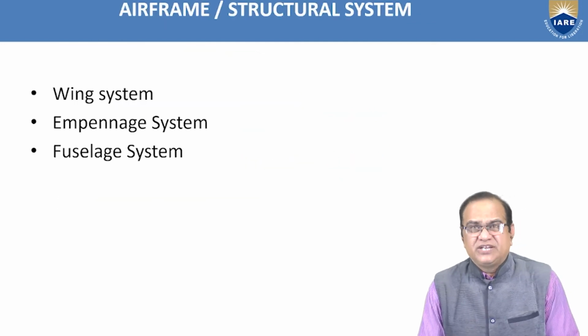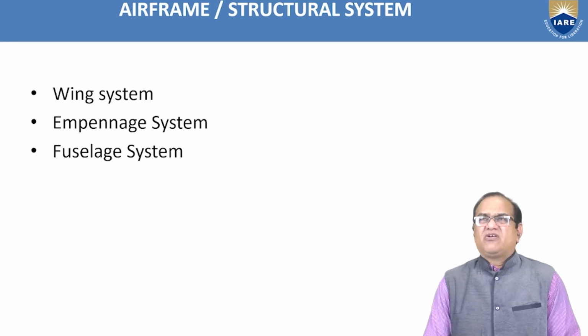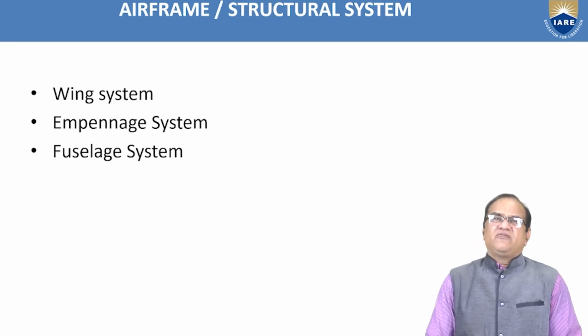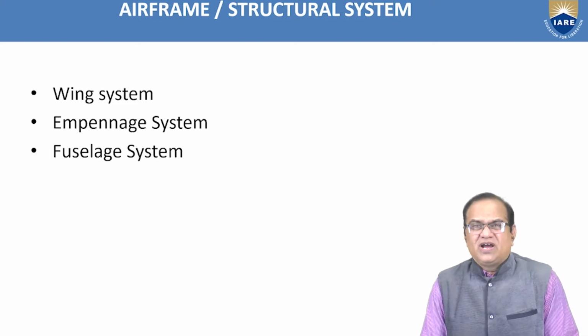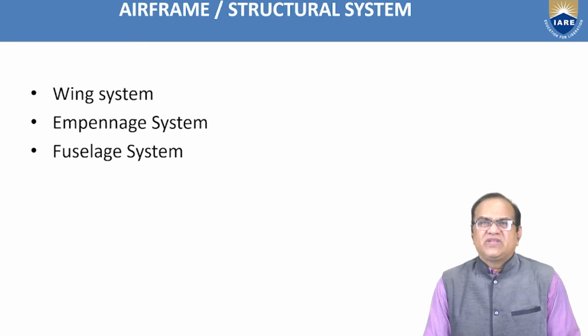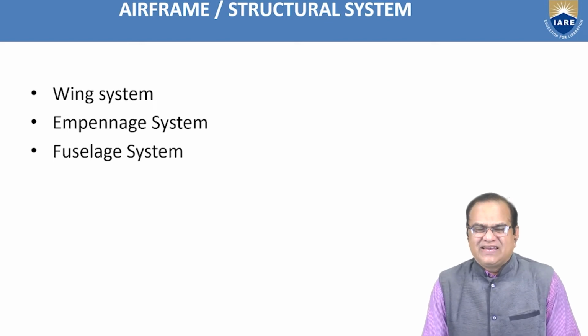Now here it is a new one. This I explained yesterday. From here onwards it is the airframe or structural system. In the airframe and structural system we have the wing system, empennage system, and fuselage system, and I have shown in the video also what the wing system is, what the empennage system is, and what the fuselage system is.